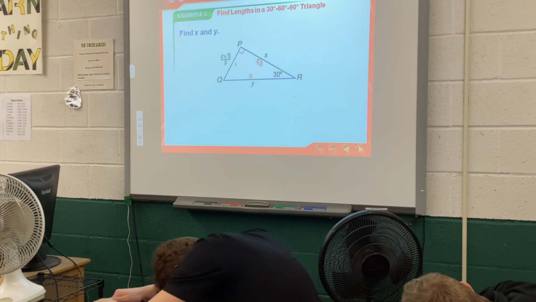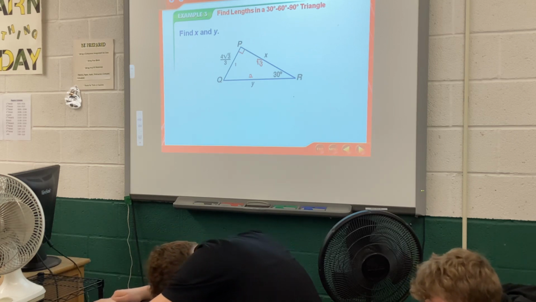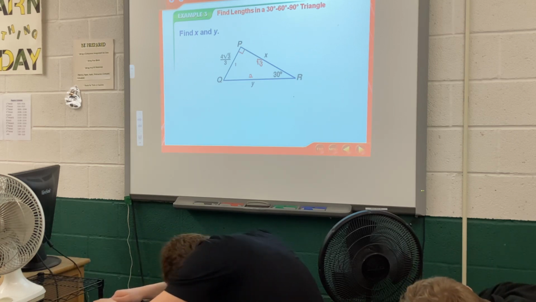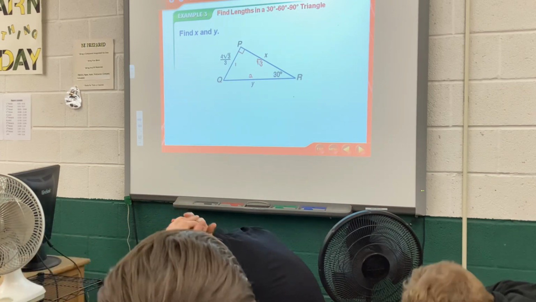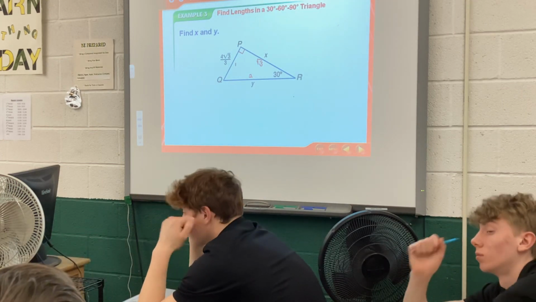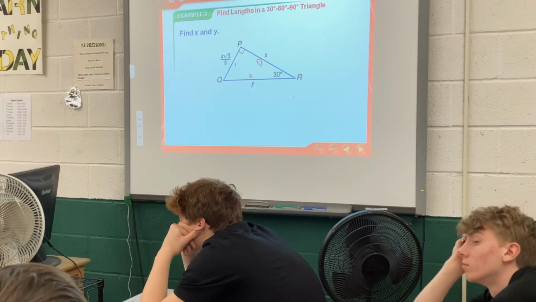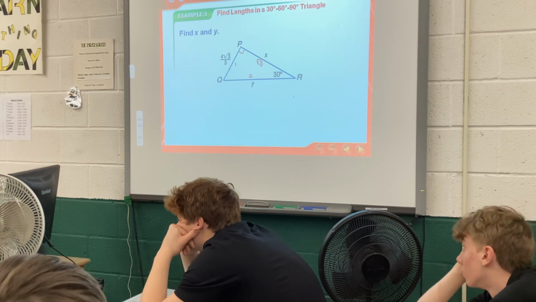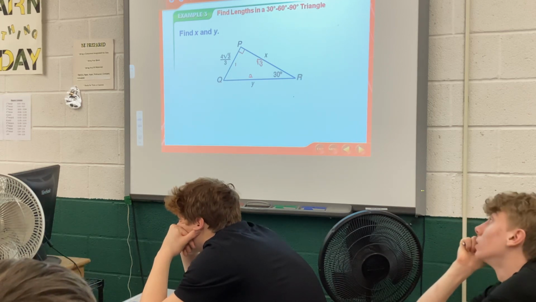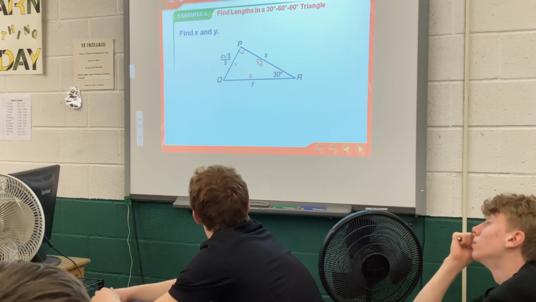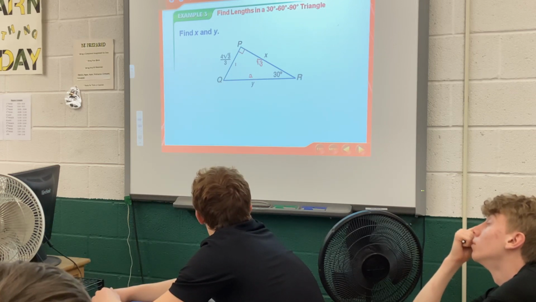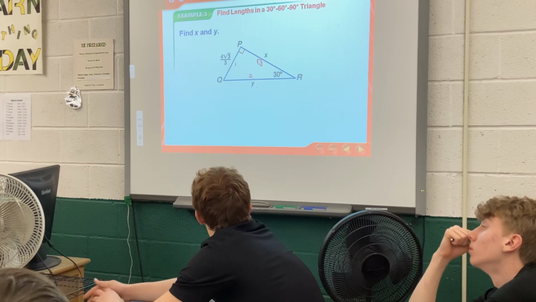Okay, so everybody think about this. Don't say it out loud. Again, this one's the easy one, right? Because we're starting with the one side. If you're starting with the one side, we're going to multiply both ways, right? Because we're going this way. Okay, so what's 4 square root of 3 over 3 times 2? 8 square root of 3 over 3.